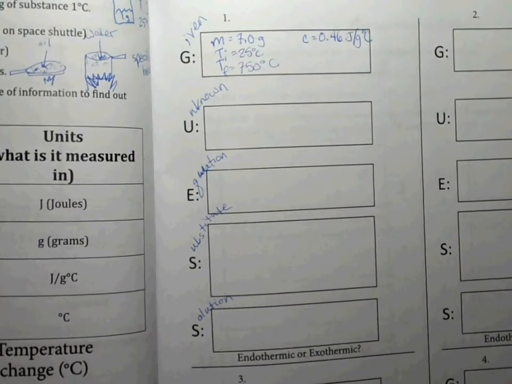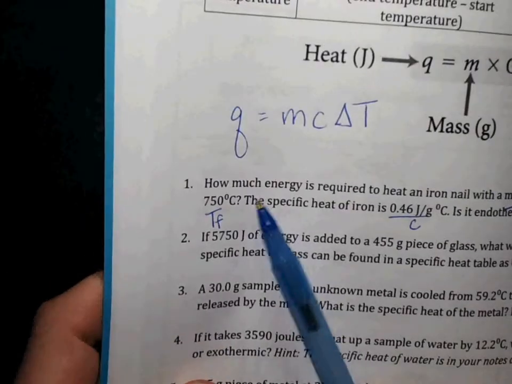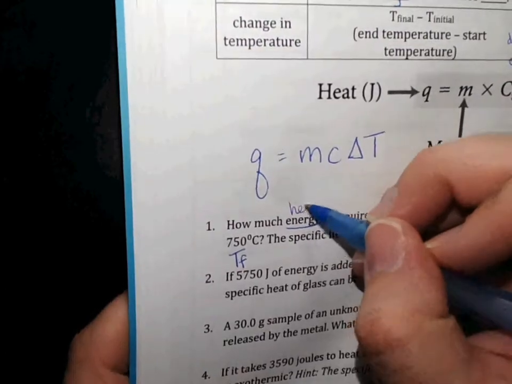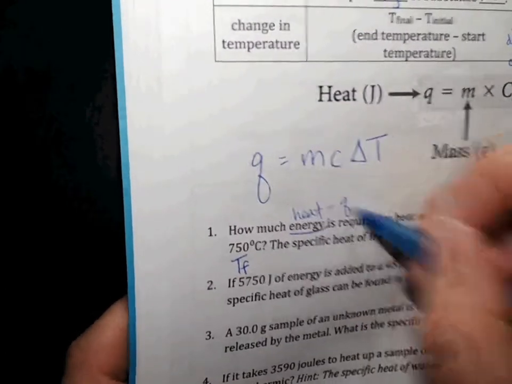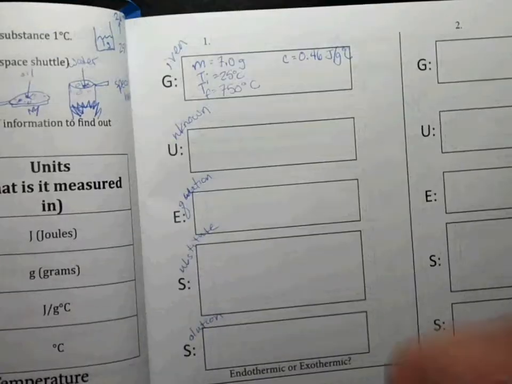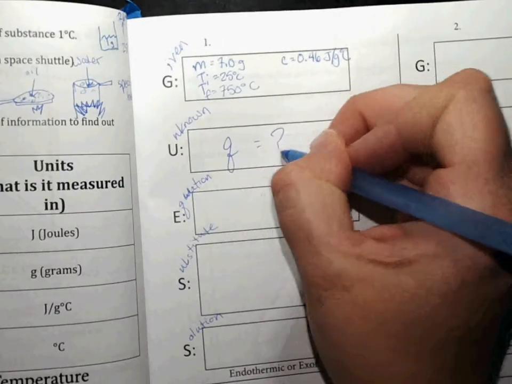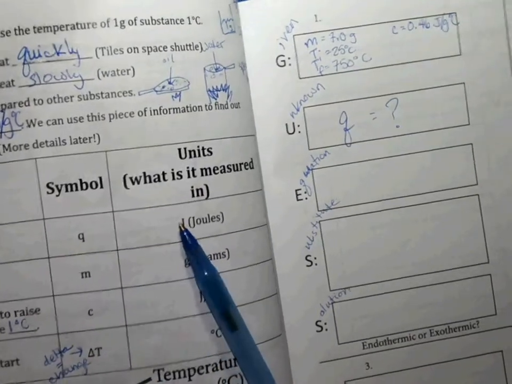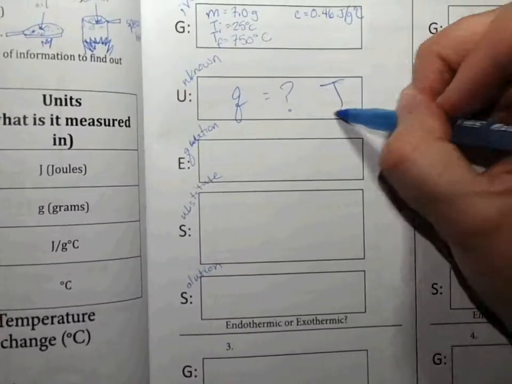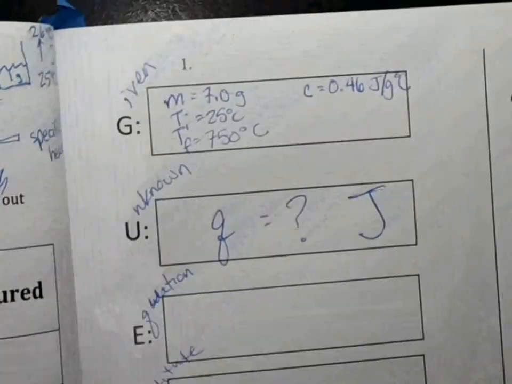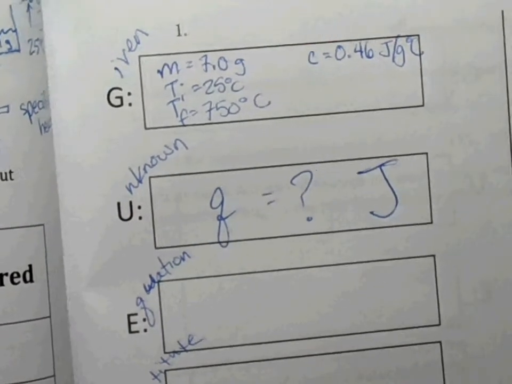And then the question asked how much energy. Energy, we are measuring this energy in terms of heat, which our variable for that is Q. So if they're asking how much heat energy, they're asking us to find Q. And our units for Q is measured in J, joules. So I'm going to put a J here for joules, and I can also put J down here in my answer before I forget.